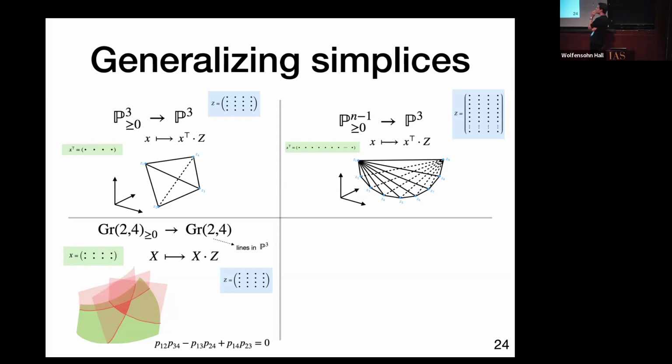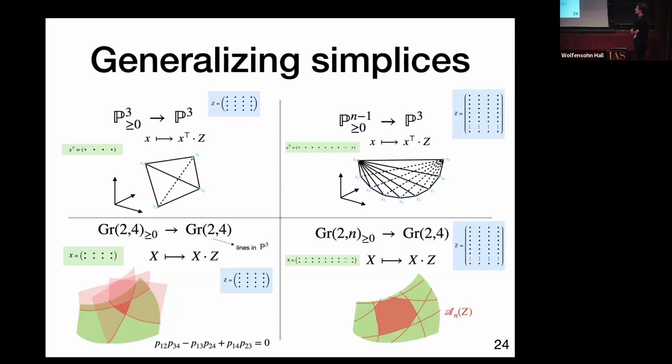And what I want to do in this talk is I want to do these two generalizations both at the same time. So I'm going to consider a map from G2n non-negative into G24. So for this talk, all amplituhedra are going to sit inside G24. We take a 2 times n matrix, multiply with Z, and we get a semi-algebraic subset of the Plücker quadric that is cut out by linear inequalities in the Plücker embedding.